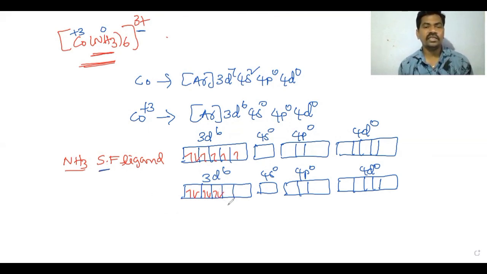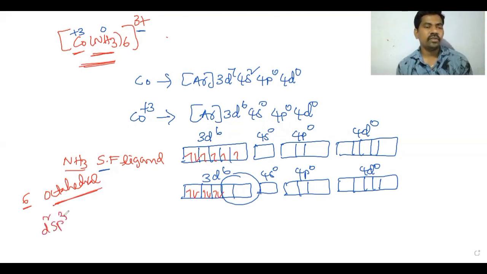So now what is the hybridization? Here there are two vacant orbitals in the 3d level. These two orbitals will now participate in hybridization. The coordination number of cobalt here is 6, so the geometry will definitely be octahedral, and the hybridization is either d2sp3 or sp3d2.